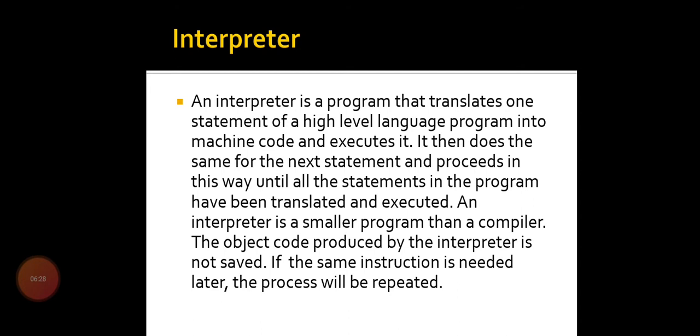Interpreter is a smaller program than a compiler. Why is it smaller? Because it takes only one line, the first line. Object code produced by the interpreter is not saved.